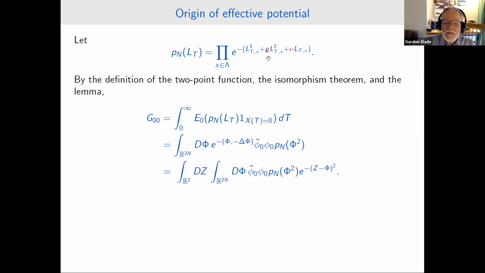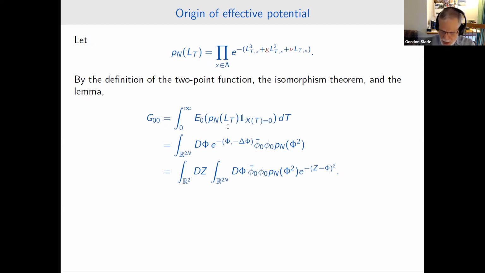So this is exactly the kind of factor that shows up in the definition of the 2-point function. Let's look at the 2-point function at coinciding points here. This first equality is just the definition. We had the integral over t of the expectation for the simple random walk starting at 0 and ending at 0 at time t of this product here. So there's e to the minus local time cubed, g times local time squared, nu times local time, which is just nu times t. So the factor e to the minus nu t has been moved into the p here compared to where it used to be, but this is the same formula that we had previously.